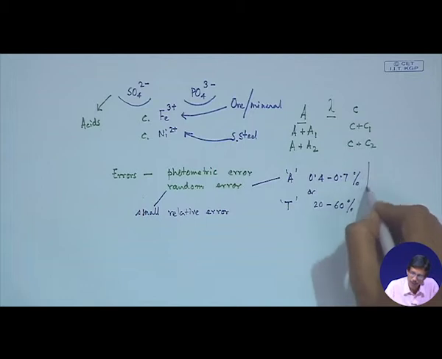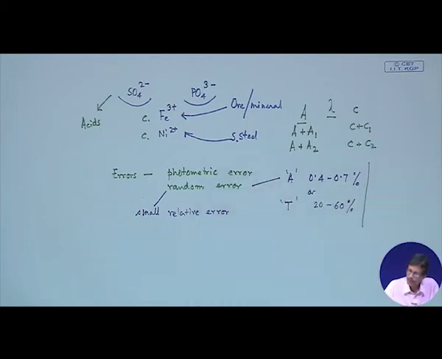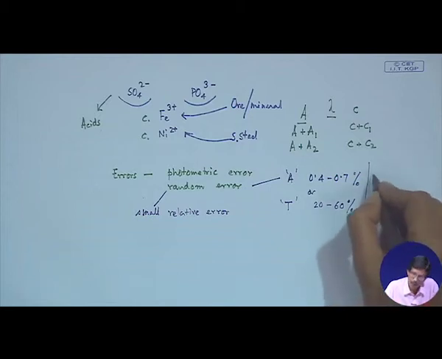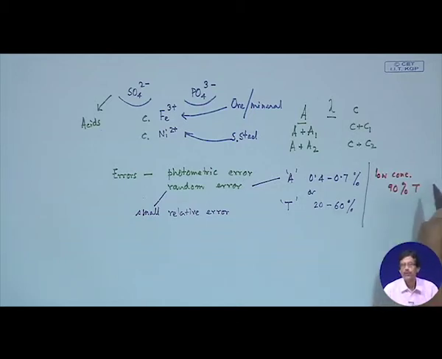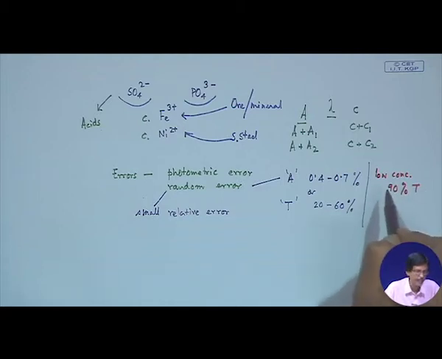But if you have a very low concentration, such that you have a 90% transmittance and an absorbance value of say 0.045, that we should avoid. We should not have anything where the concentration is very low and your transmittance is 90%, that means only 10% is getting absorbed, which we should avoid.